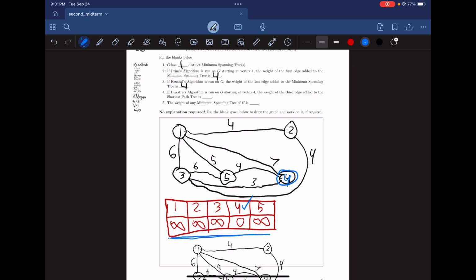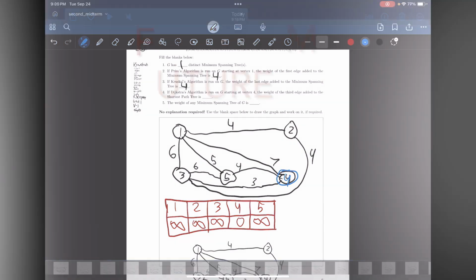And when we visit vertex 4, we're going to look at all of the edges that 4 has to other vertices.